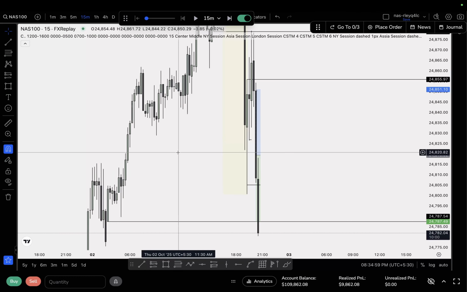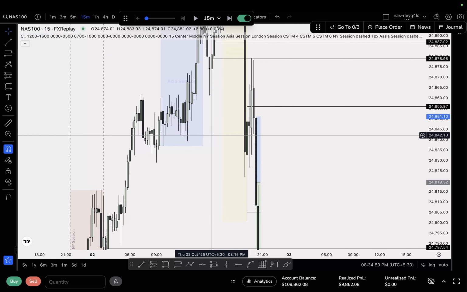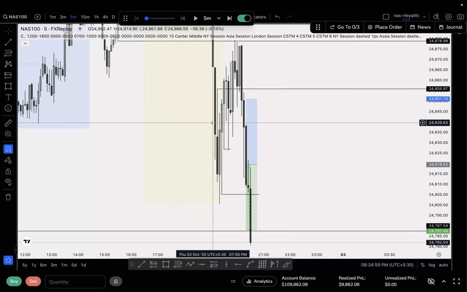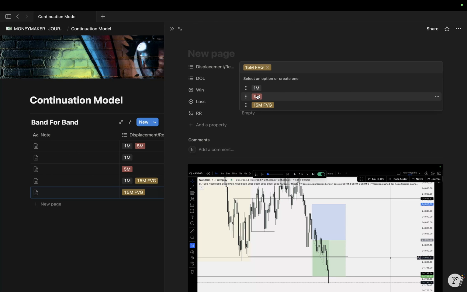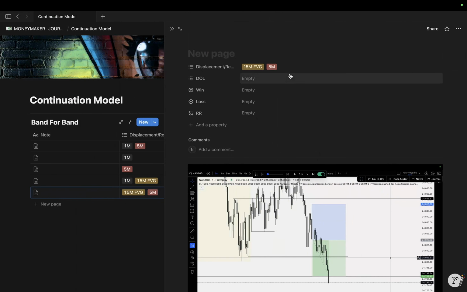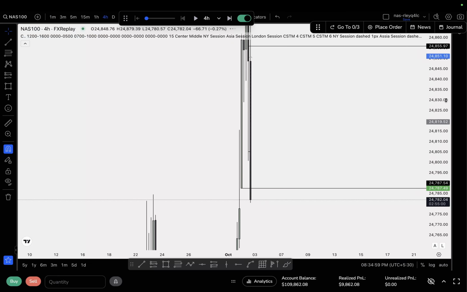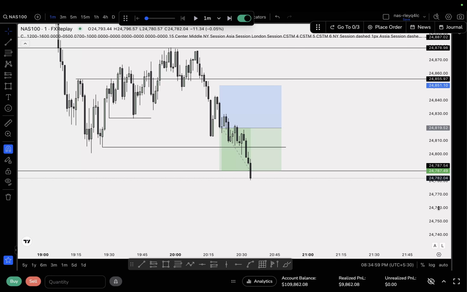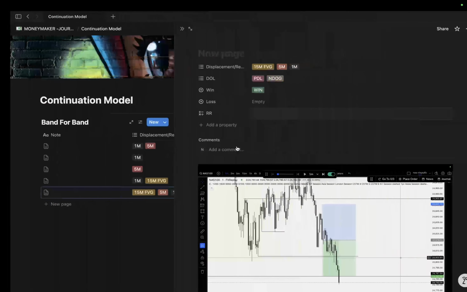So, what did we do? We trained to this 15 minute and 15 minute continuation, 5 minute reaction, displacement from 15 minute fair value gap, 5 minute displacement, and what else was there? And also 1 minute. Drawn liquidity was what is the straw? Why did we actually mark that low? New day opening gap plus previous day low, when RR was 1 to 1.